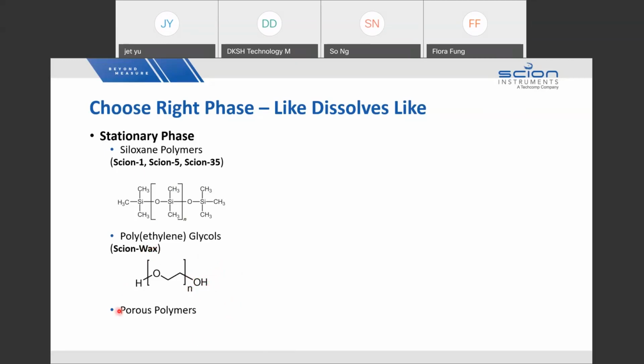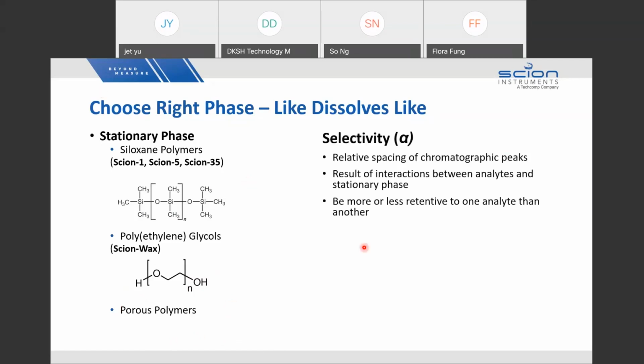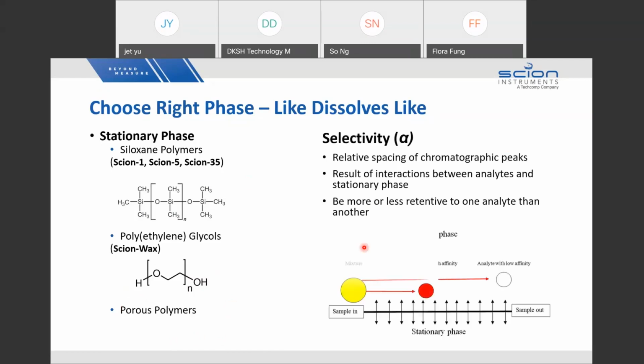Another type of stationary phase is porous polymers. There are pores in between the layers, which gives larger surface area. Generally there are three typical stationary phases, which define the selectivity. As I already mentioned, selectivity is about the spacing between the peaks. Different analytes have different interactions with the stationary phase, which depends on how large the difference is, for the GC to separate these target components.